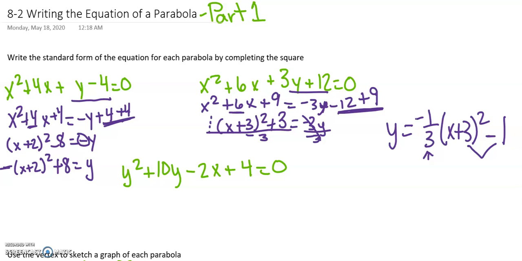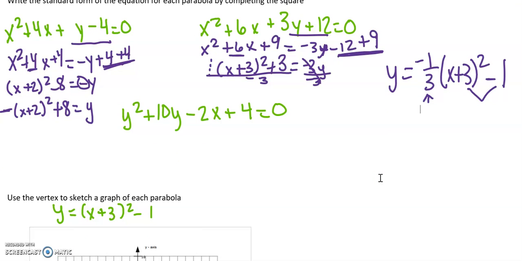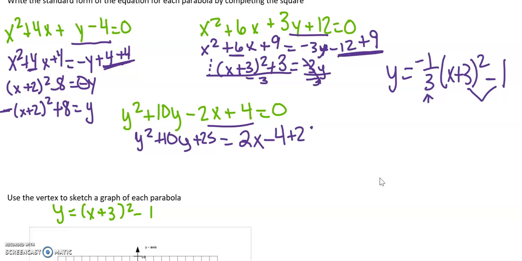Okay, now you are going to have some that do have a y squared term. Okay, so we're going to treat it the same exact way, only our equation won't come out to y equals, it'll come out to x equals. And I want to show you what that looks like. Okay, so because our squared term is the y's, we're going to complete the square with the y's, and we're going to move our 2x over, and our 4 over. So if I take half of b and square it, I get 25. So we're going to add that to both sides. And we're going to write this as a binomial squared.